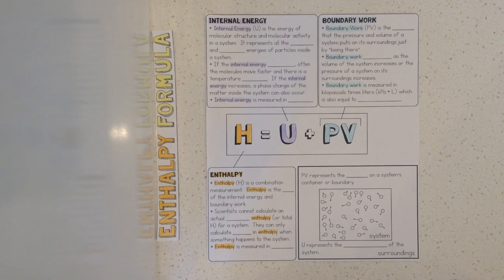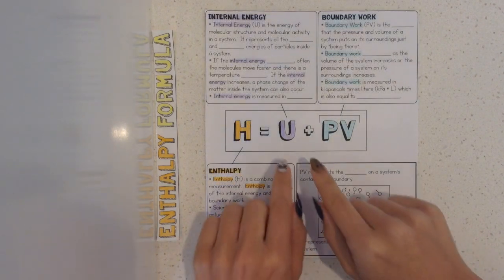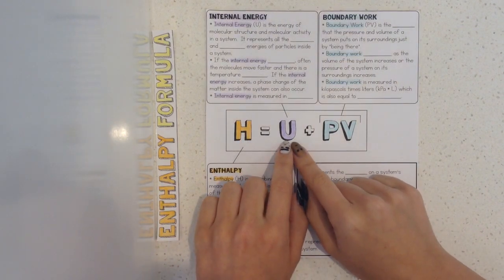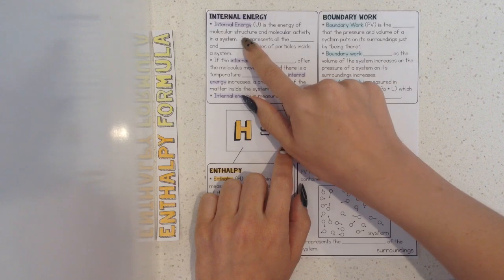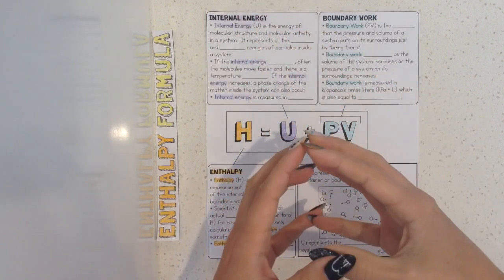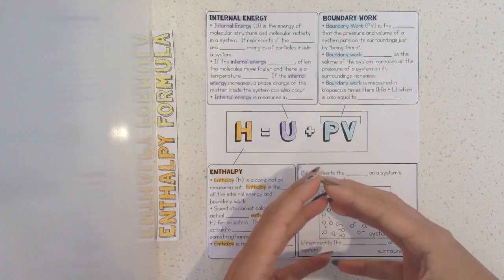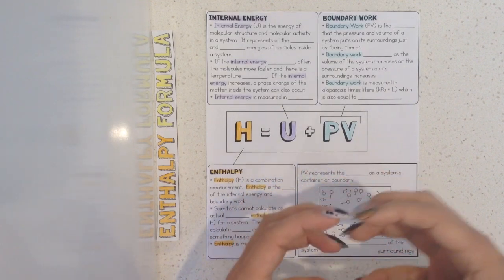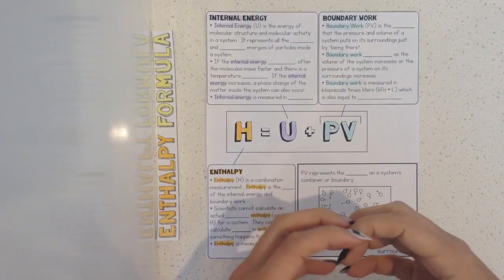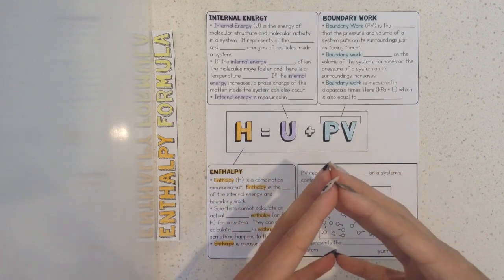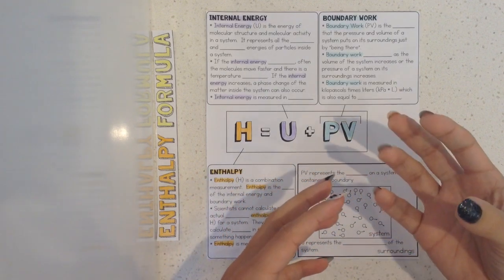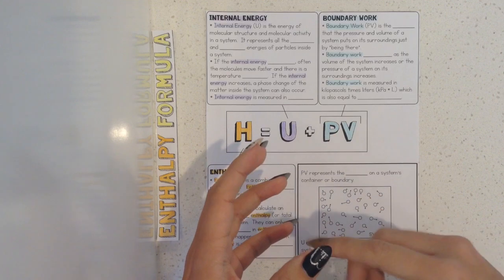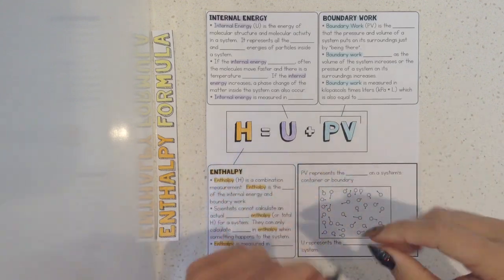Enthalpy itself is a combination of two different energies. The first energy, internal energy, symbolized with a U, is the energy of molecular structure. That means the energy that's stored in bonds, like nitrogen gas, N triple bond to an N, contains a lot of stored energy. You could think of it as potential energy, and molecular activity. So those nitrogen gas molecules bouncing around, kinetic energy.